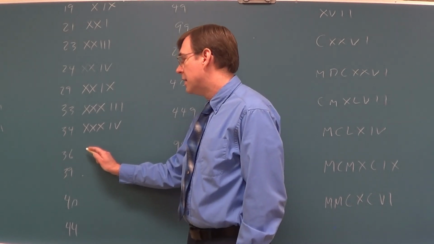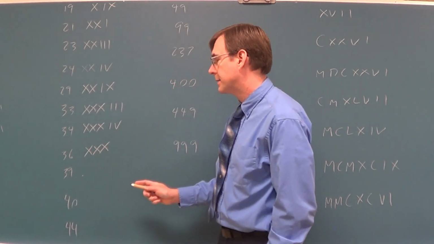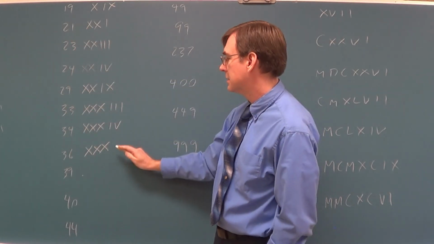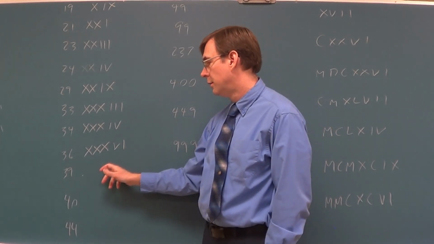Agree. 30 for 36, we'll build 30. Anything with 30 is going to go XXX. And then build the 6. We have the 6 from a previous list. That's going to go VI to get the 6 going.